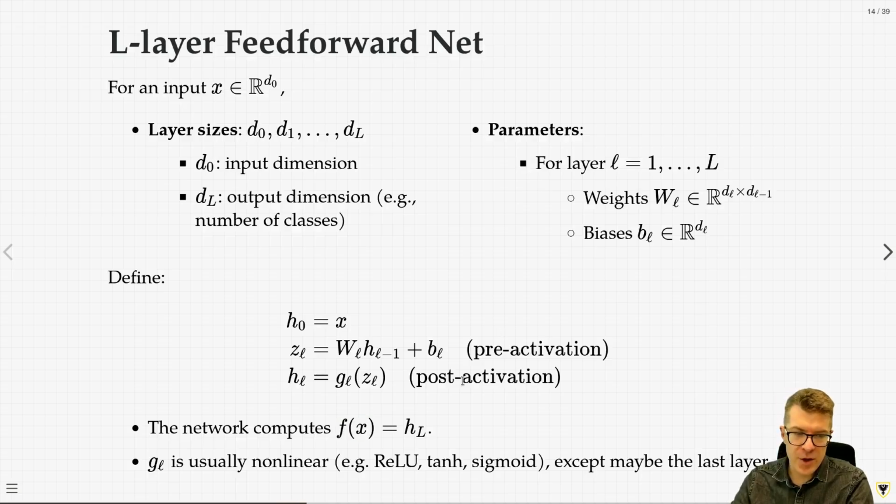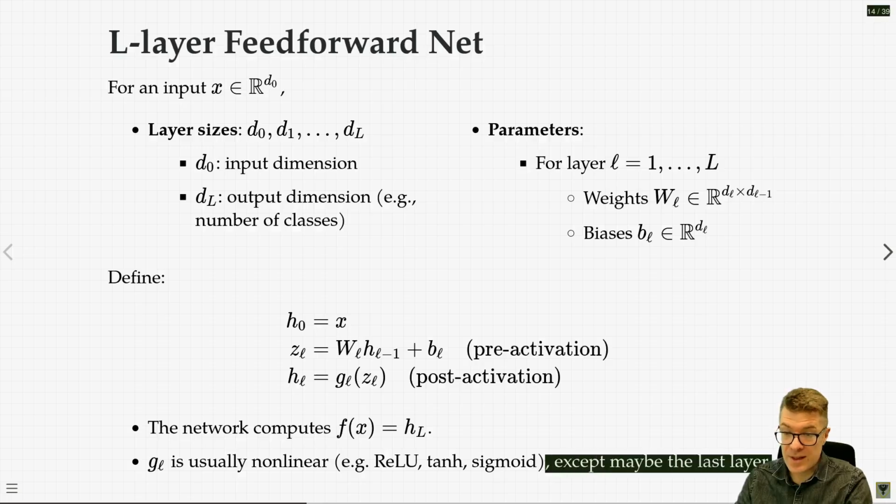So as I mentioned earlier, G sub L is usually nonlinear. ReLU is very popular, but they could be tanh or sigmoid. Sometimes the last layer might be a linear layer, and we'll see examples of this a little bit later.